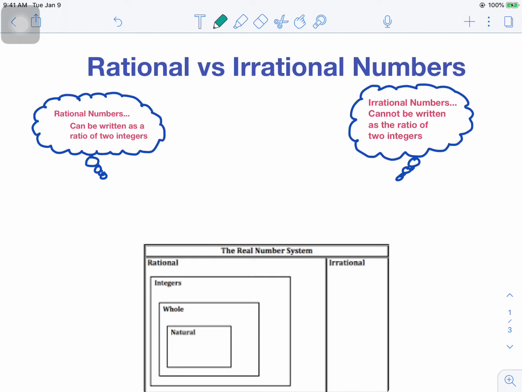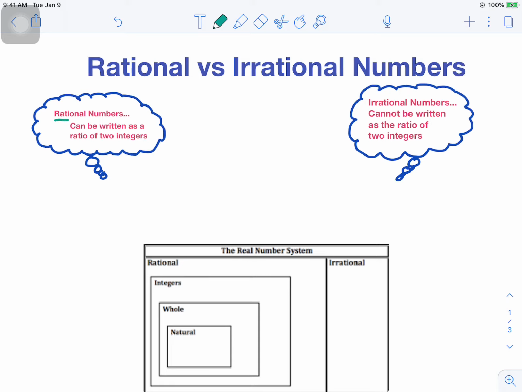We're going to talk today about rational versus irrational numbers. They are a part of the bigger system of the real number system that we'll get into more later. You'll see that the real number system is made up of rational numbers and irrational numbers. Those are big sections. And then rational numbers are further broken down into more specific terms that we'll explore more in the unit.